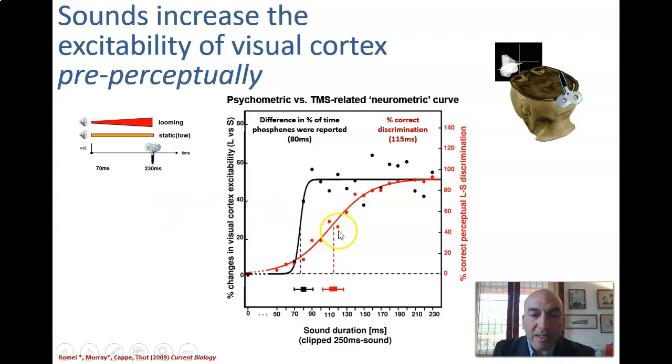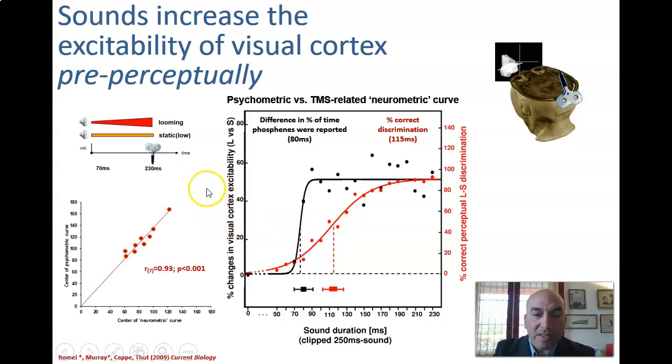Moreover, we can take these data for each and every individual subject and determine what is the center of each individual's neurometric function relative to their psychometric function. And what we see consistently across individuals is there is this 35 millisecond delay between when the visual cortex exhibits differentiation between looming and stationary sound and when the individual, the observer themselves, is able to report looming versus stationary sounds. From these data, we argue that the primary visual cortex is indeed sensitive to excitability changes by sounds in a pre-perceptual manner.